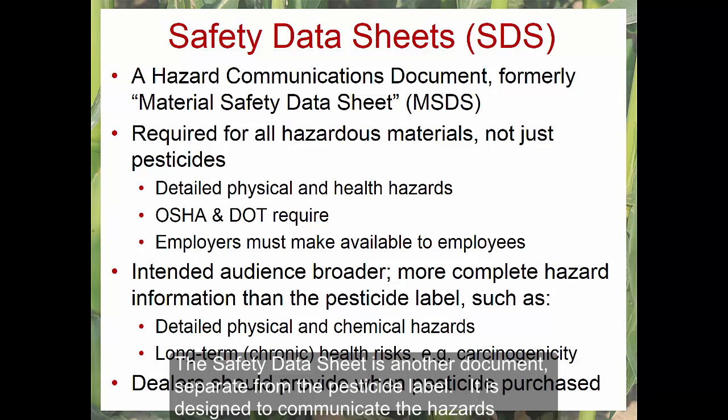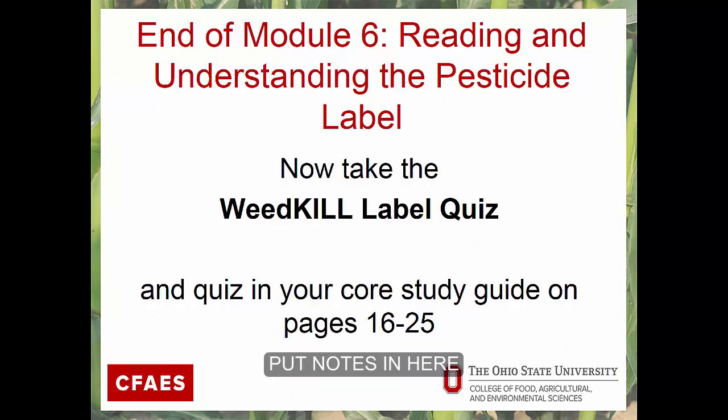Now, the last thing I want to say is that when you purchase a pesticide from a dealer, they should provide you with the safety data sheet. This is the end of the module on reading and understanding the pesticide label. Now you may take the Weed Kill Label quiz, which is part of this course, and also I would direct you to your private course study guide on pages 16 to 25. There's also a quiz that you may take on those pages. This is the end of Module 6.